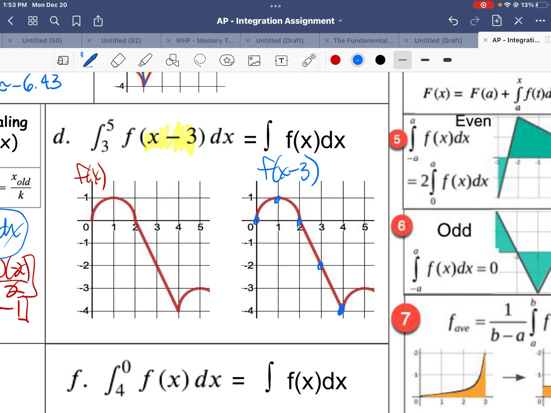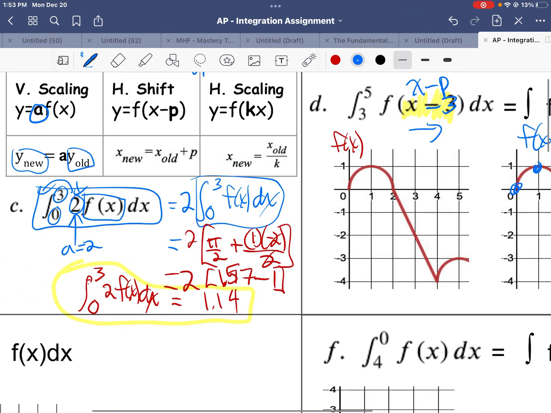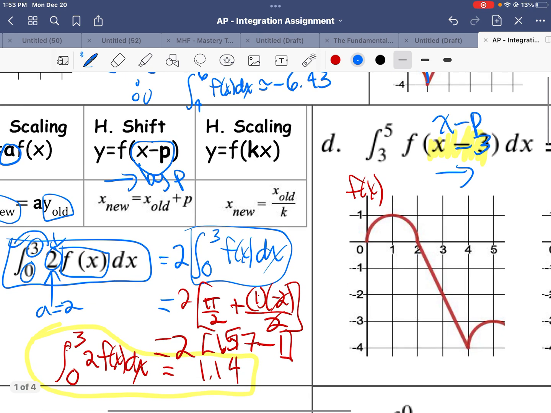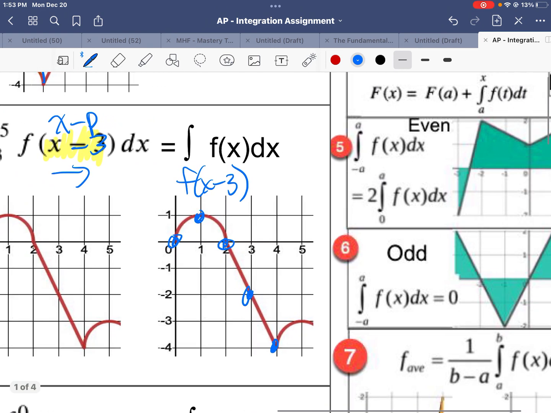Actually, I can't go to the right by 3 down here, so I'm going to take this point, this point, this point, this point. Remember, x minus 3 shifts to the right because it's x minus p. So f at x minus p shifts to the right by p. In other words, our new x values, we just take the old x values and we add p. So even when it's minus, it shifts to the right.